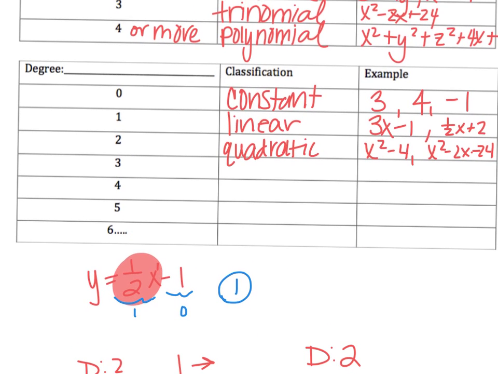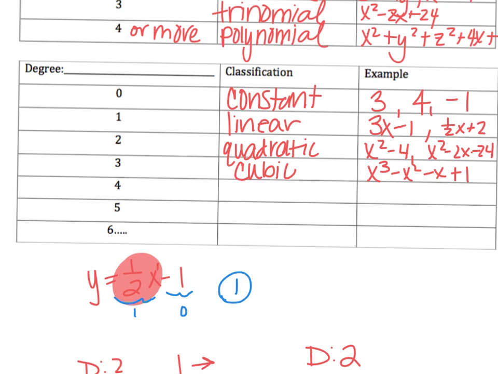Okay, moving on to 3, this is called a cubic. That's something like x cubed minus x squared. Okay, it could be as long as this: x cubed minus x squared minus x plus 1. As long as the highest degree in each term is 3, that's a cubic.